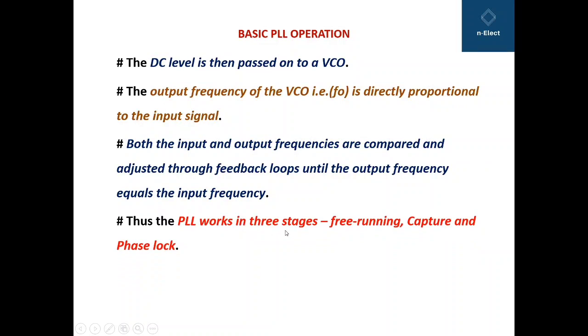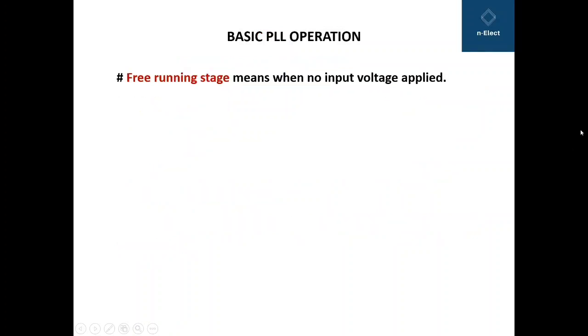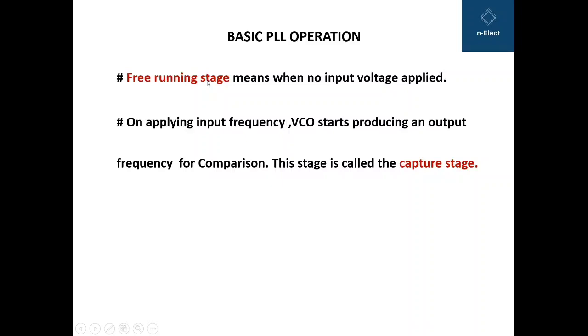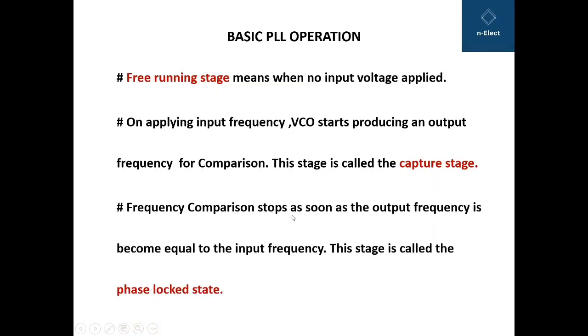Thus, PLL works in 3 stages: free running stage, capture stage and phase lock stage. Free running stage means when no input voltage is applied. At that time the PLL is said to be working in free running mode. Then on applying input frequency, VCO, that is voltage control oscillator, starts producing an output frequency for comparison. This stage is called the capture stage, where the capturing of the frequency is done. Frequency comparison stops as soon as the output frequency becomes equal to the input frequency, and this stage is called the phase lock stage.